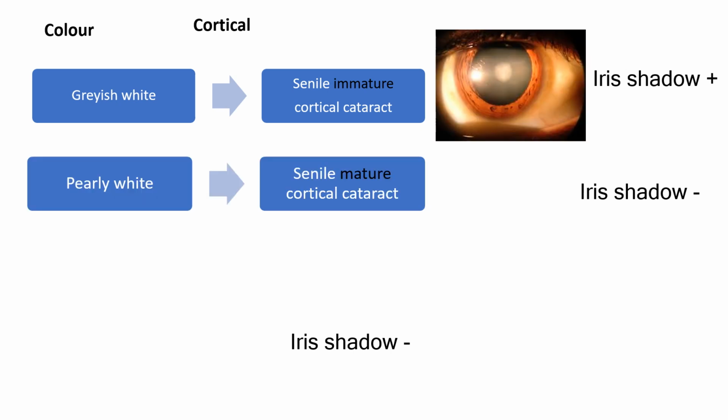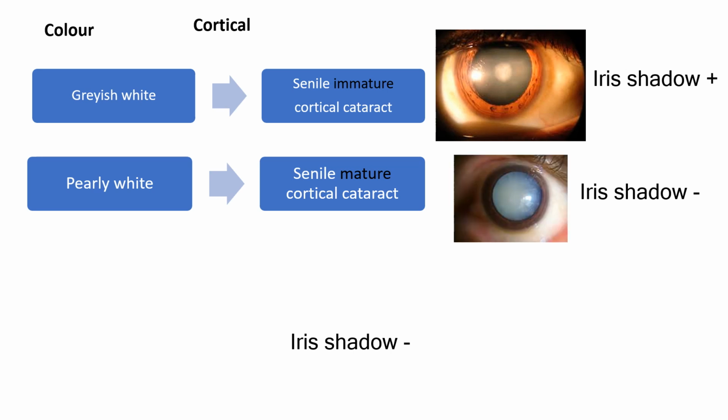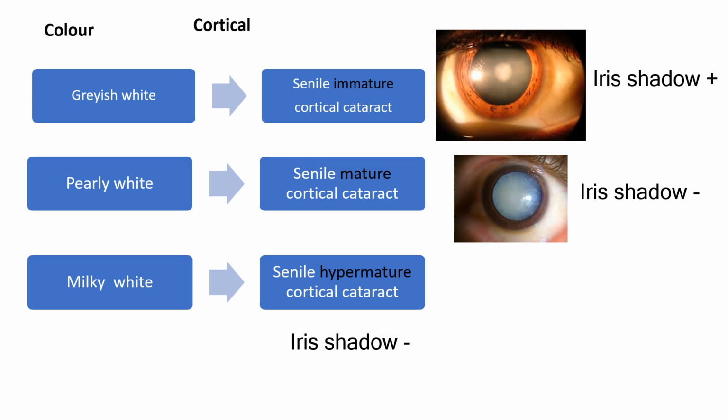If it is a senile immature cortical cataract, if it is pearly white, you'll say it is a senile mature cataract, and milky white you will call a senile hypermature cataract. Now, important thing: when you say grayish white, you will look for iris shadow and say iris shadow present, and that's why it is a senile immature cortical cataract.